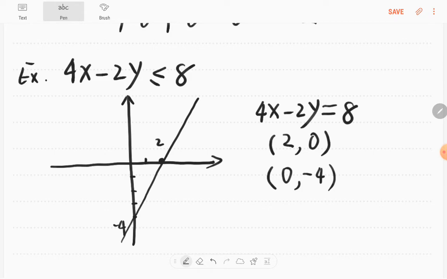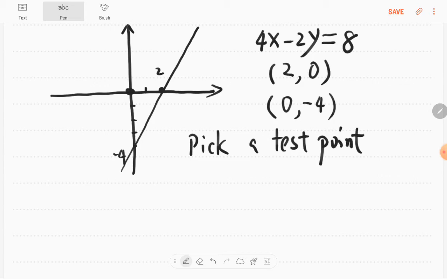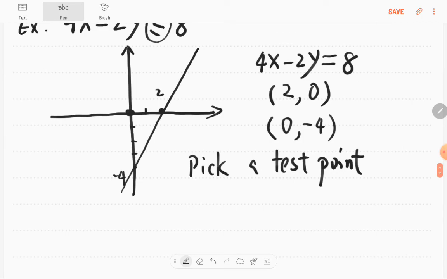So this is a solid line. The reason is it's less than or equal to. It contains the equal sign. So this is a solid, not a dashed line. So which region? We pick an arbitrary test point for our convenience. You can pick 0, 0, or you can pick a point here.